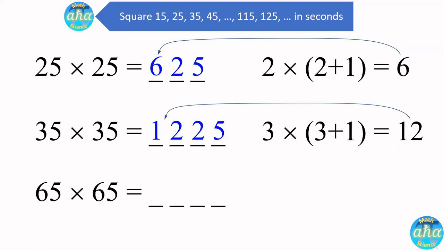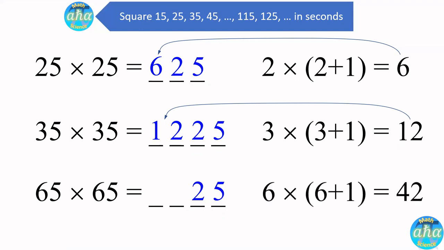65 times 65, same thing. The last 2 numbers are going to be 25. What about the hundreds? It's just going to be 6 times 6 plus 1. That's 7. So 6 times 7 is 42. So just put 4200s here. So 65 times 65 is 4,225. Without doing any other method, you can do it really in seconds, very quickly, in your head, mental math.